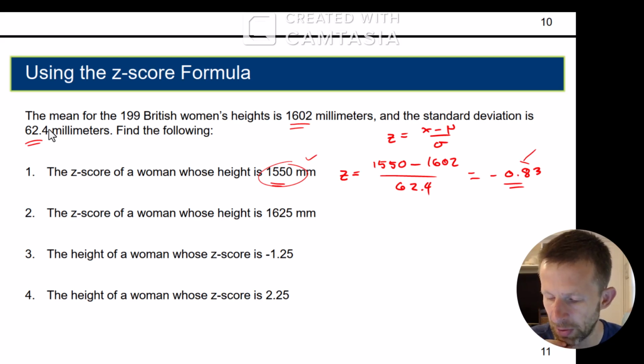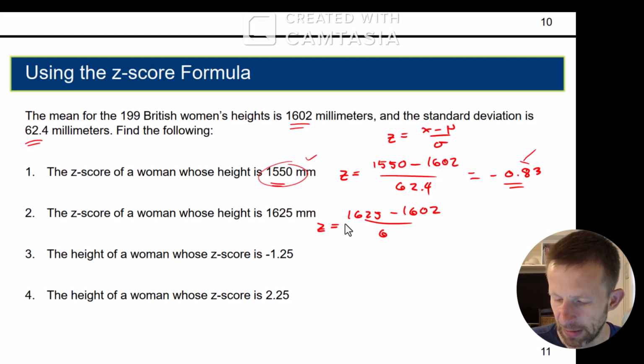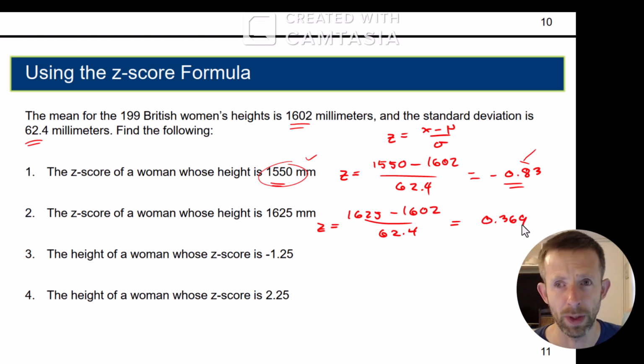A z-score of a woman whose height is 1625 millimeters. All right, so 1625 minus 1602. How many standard deviations is that from the mean divided by 62.4? And I get 0.369. So not even 1 standard deviation to the right of the mean.